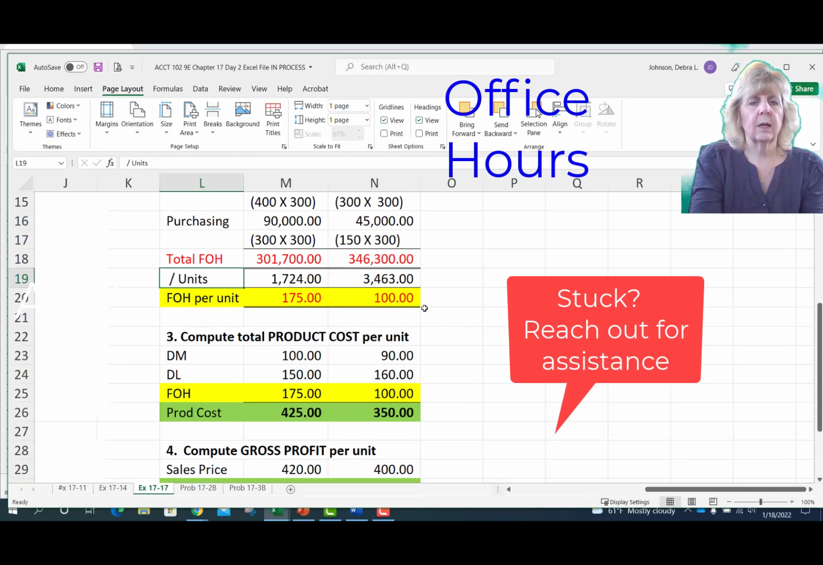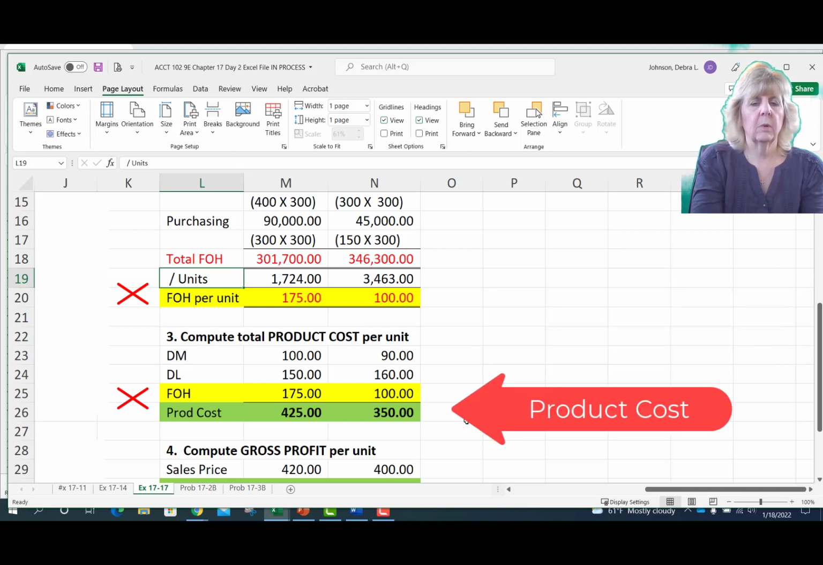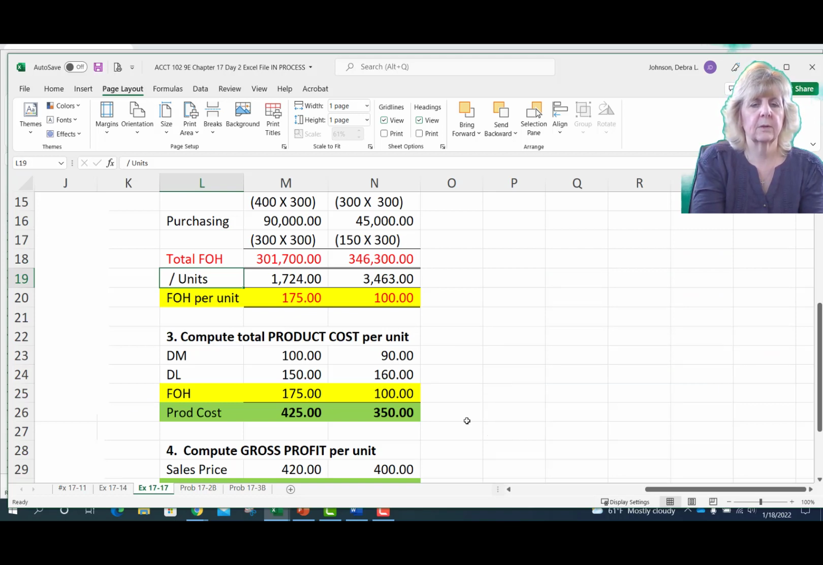Step number 3 was to take the factory overhead per unit you computed in step 2 and use that to calculate the total product cost. Direct materials and labor were given. Here you see the overhead applied, and on the green line you'll see the total product cost that we came up with based on the activity-based costing results.